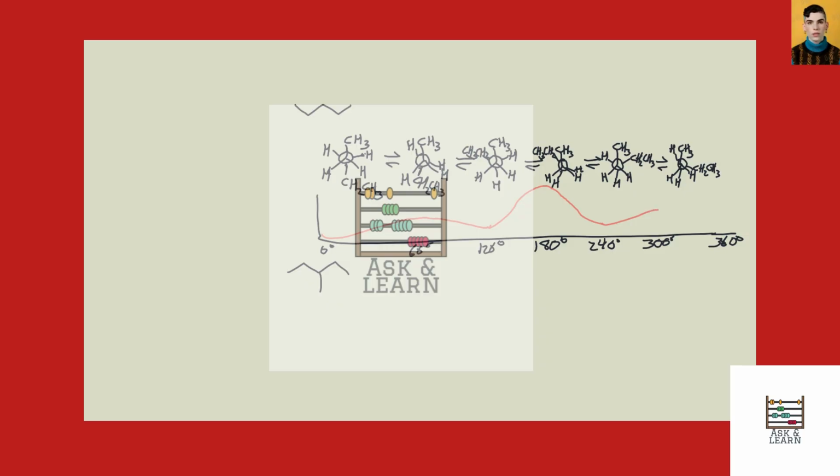The eclipsed at 300 will have the same energy as the one at 60. And then at 360, we're back to the staggered anti.